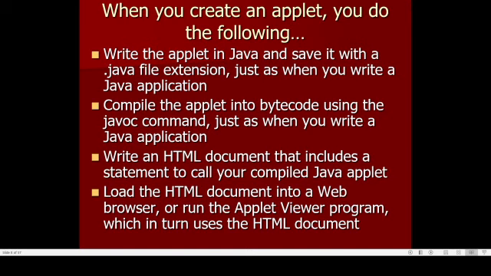Now a question arises in your mind: when you are going to create an applet, how are you going to do it? To write the applet in a Java program, first of all we have to save the Java program. You have to write a Java program, and that Java program should be saved with the extension .java, just like your normal Java application program. After you compile this Java program, you will get a bytecode file, called the .class file.